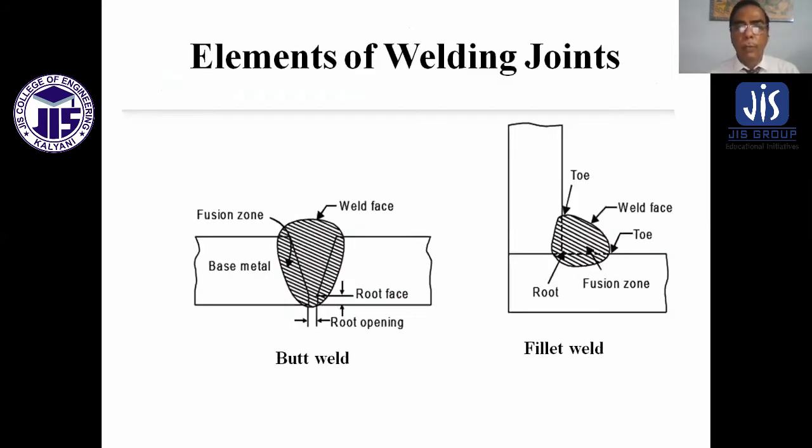Elements of welding joints. These are fusion zone, weld face, root face, root opening, and the base metal. This is the butt weld, and the right side is the fillet weld. That is root, fusion zone, weld face, top, the flat, and the vertical is another top, touching where the top is there.